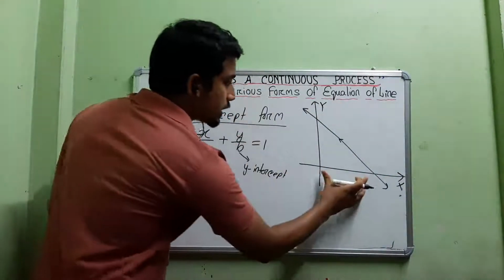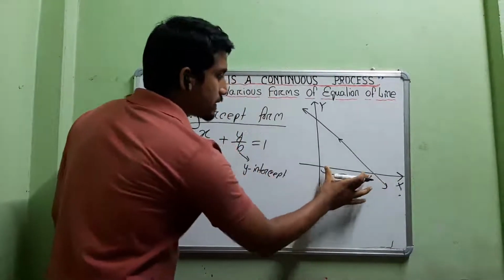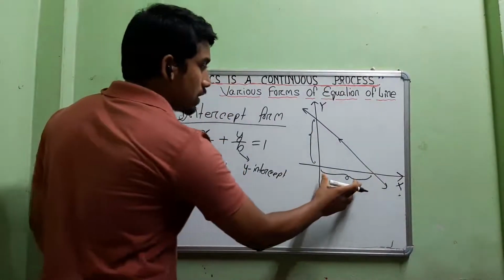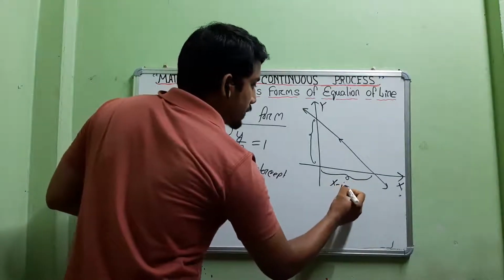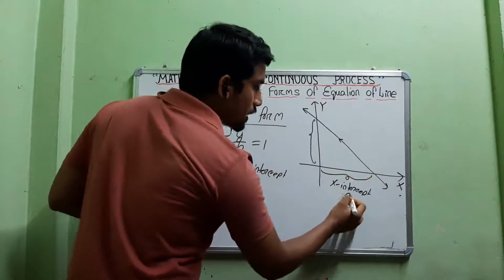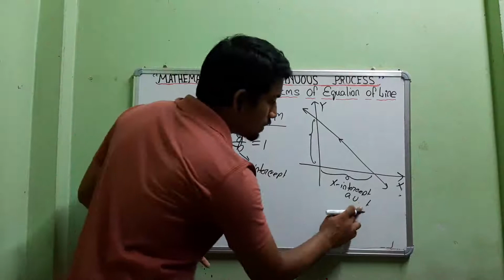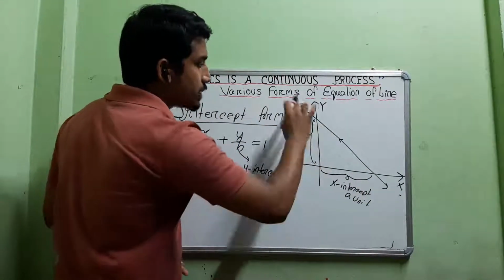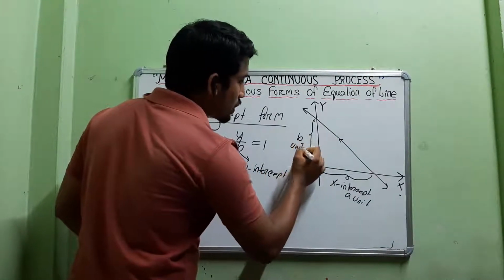So the straight line is cutting off some portion from the x-axis, and this is the portion the straight line is cutting off from the y-axis. The portion which the straight line cuts from the x-axis is called the x-intercept. That one will have some value, like a. Suppose it is cutting off a unit from the x-axis. That is called the x-intercept, and the straight line is also cutting off b unit from the y-axis. That is called the y-intercept.